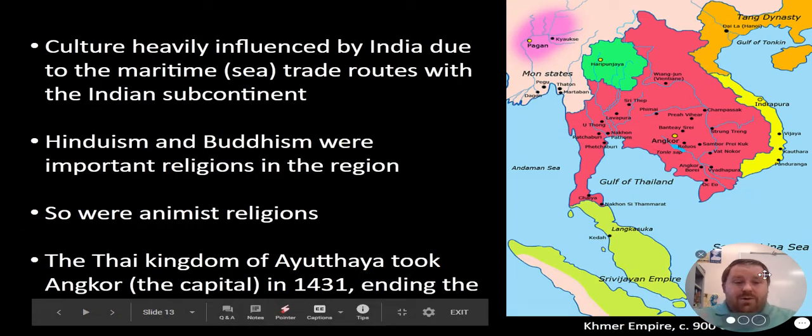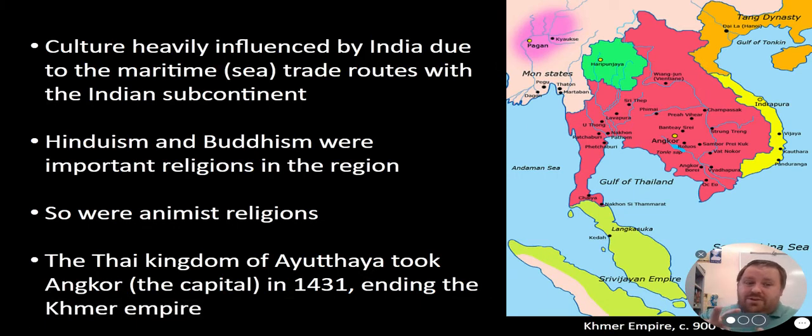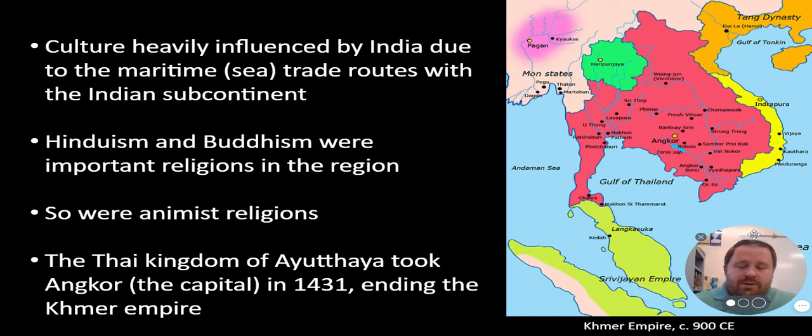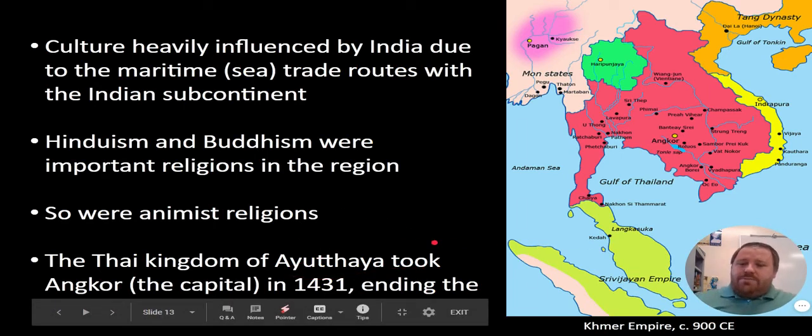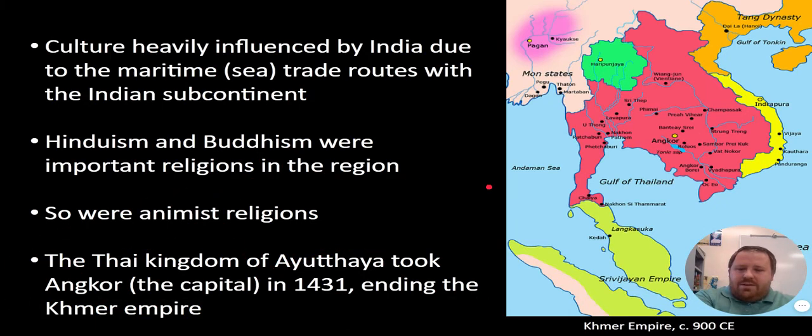And like we said, the Angkor Wat is a temple that was built as a Hindu temple, but then it was converted into a Buddhist temple, adding statues of the Buddha and everything like that. So you can see that just by looking at the capital of Angkor, or the temple complex of the Angkor Wat. The Thai kingdom of Ayutthaya took Angkor, the capital, in 1431, which ended the Khmer Empire. So they end the Khmer Empire in 1431, and that ends this whole thing.